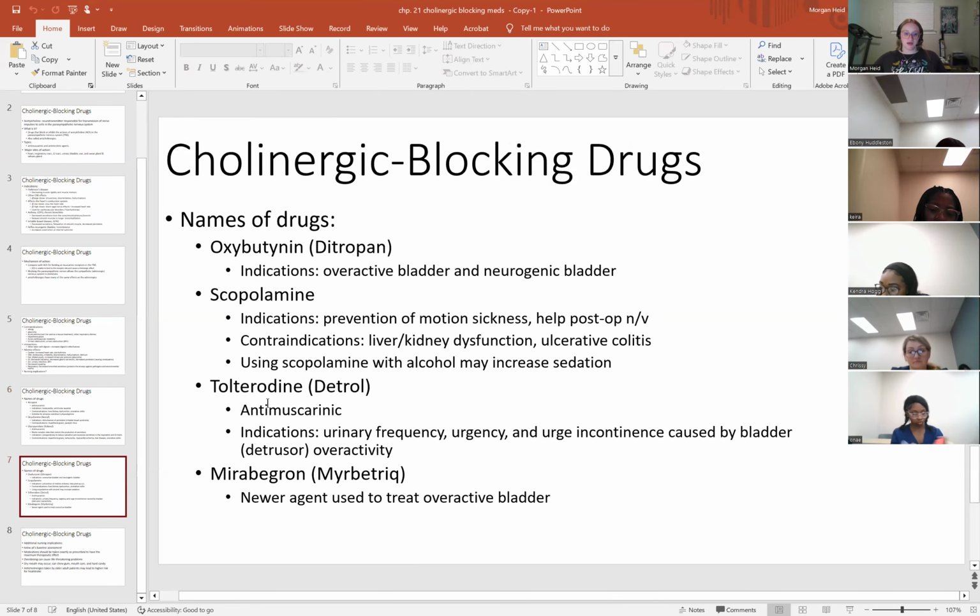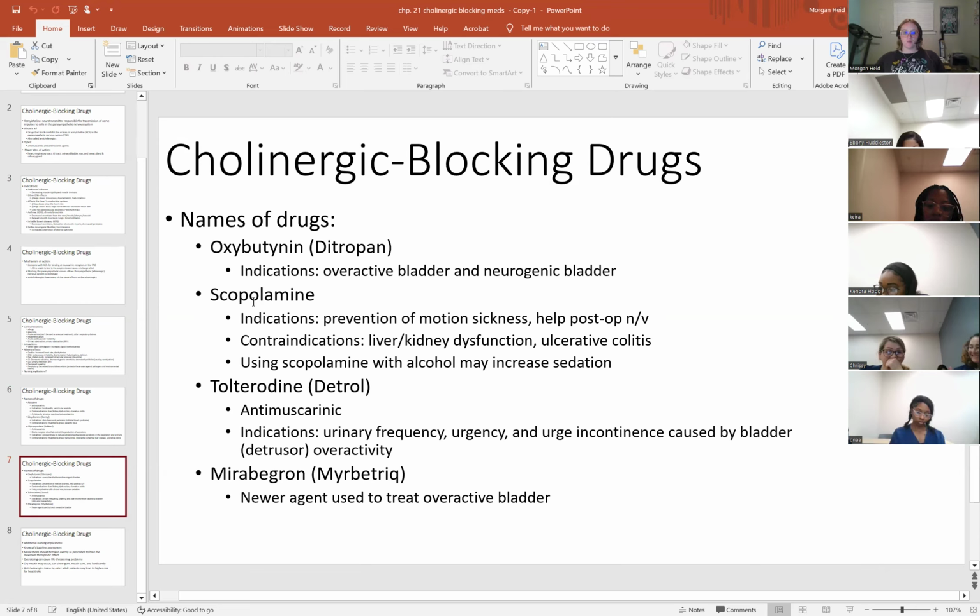And also, so is the tolterodine or the Detrol. And then we also have Myrbetriq here as well. I know we saw Myrbetriq as an adrenergic medication, but it is also considered an anticholinergic medication. Okay, so oxybutynin, tolterodine, and Myrbetriq all treat that incontinence or that overactive bladder.